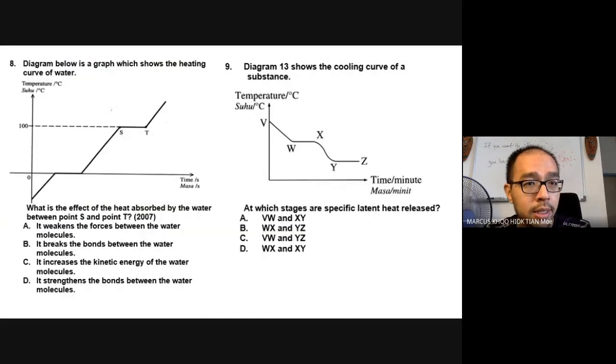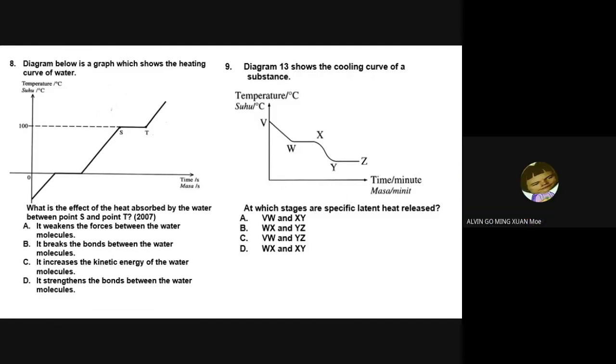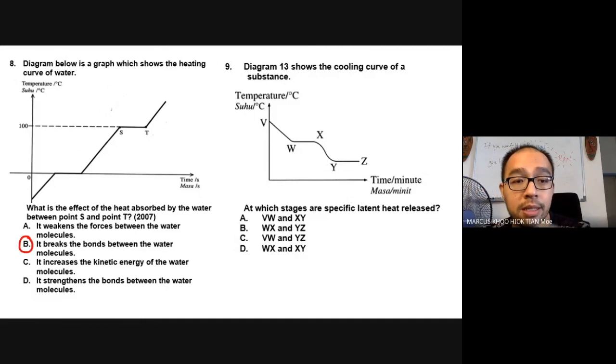Number 8, Wong is the last one, right? So it's back to Elvin. Elvin, number 8, please. B. All right, very good. B, it breaks the bonds between the water molecules. Same type of question again and again. Okay, number 9, Bernardine.